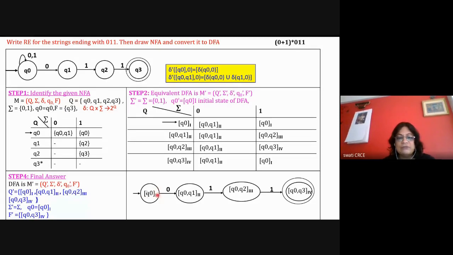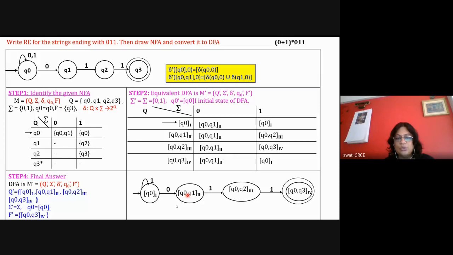So missing transition 1 for Q0 state. So if there is 1 in the state Q0, what we will do, that it is allowed, it will remain in the same state. So with 1 it is remaining in the same state, and the string 1 1 1 0 1 1 is allowed. It will go to the final state. So this is done. The state Q0 is done.